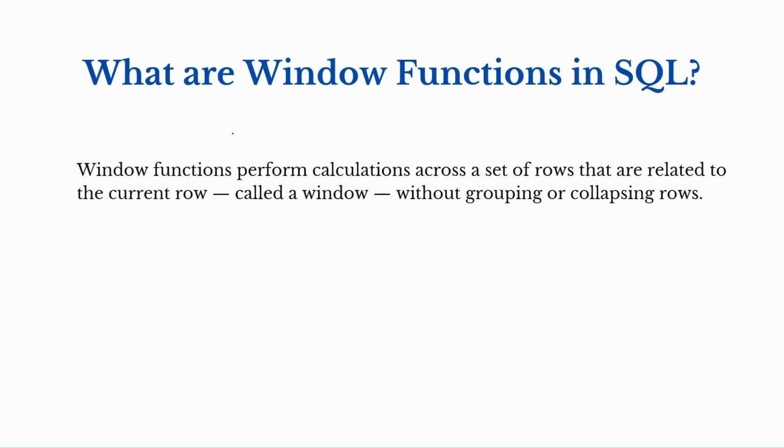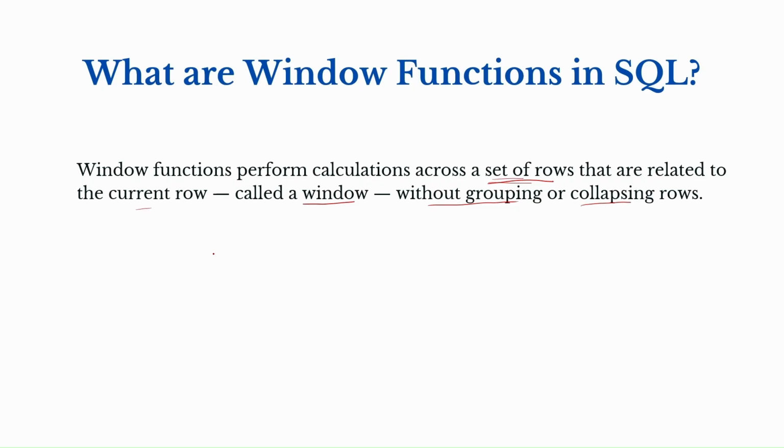Window functions perform calculations across a set of rows that are related to the current row, called a window, without grouping or collapsing the rows. Basically, window functions let you perform calculations across some set of rows related to the current row. For example, if you want to calculate running totals, assign ranks, or even look at previous or next rows, that's where you make use of window functions.